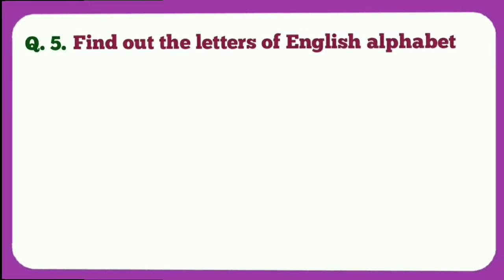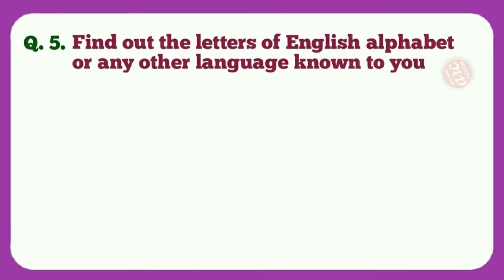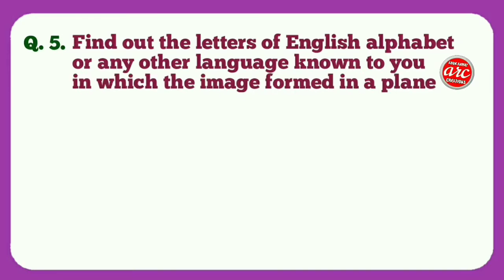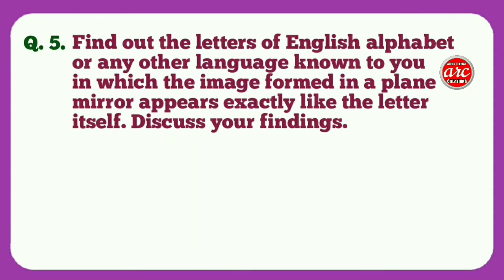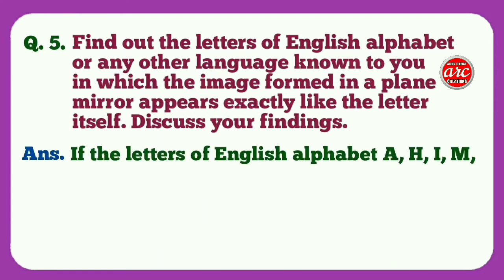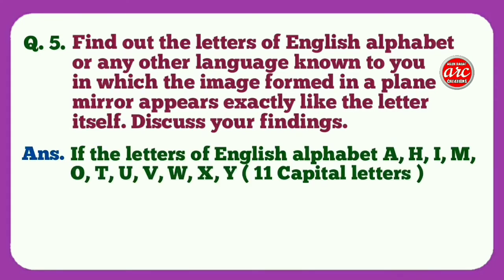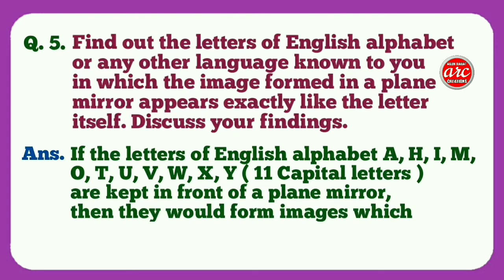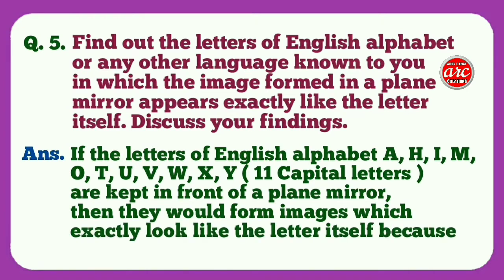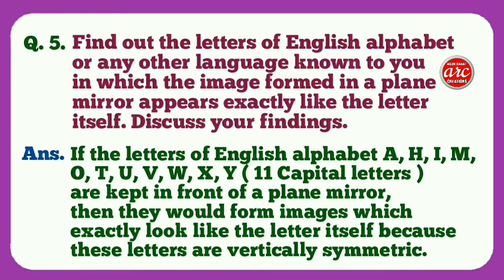Question number 5. Find out the letters of English alphabet or any other language known to you in which the image formed in a plane mirror appears exactly like the letters itself. Discuss your findings. Answer. If the letters of English alphabet A, H, I, M, O, T, U, V, W, X, Y are kept in front of a plane mirror, then they would form images which exactly look like the letters itself because these letters are vertically symmetrical.